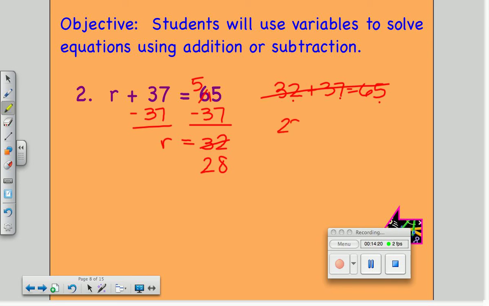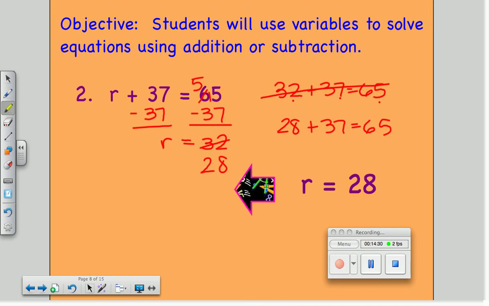Let's try that now. 28 plus 37 is 65. 7 and 8 is 15. 3, 4, 5, 6. Yes, it is. So you should have gotten r equals 28.